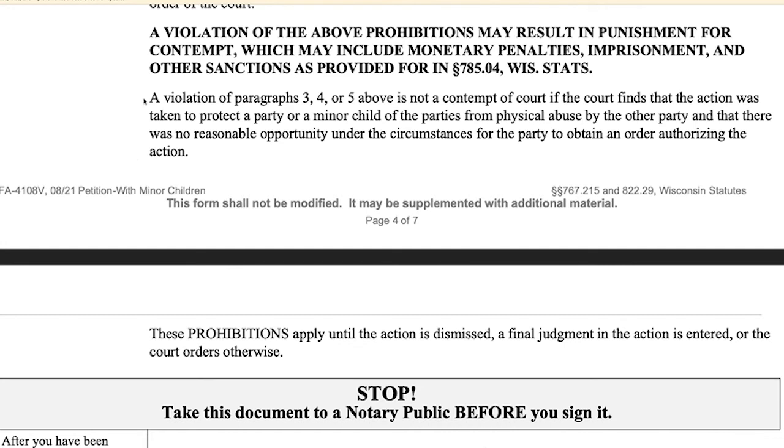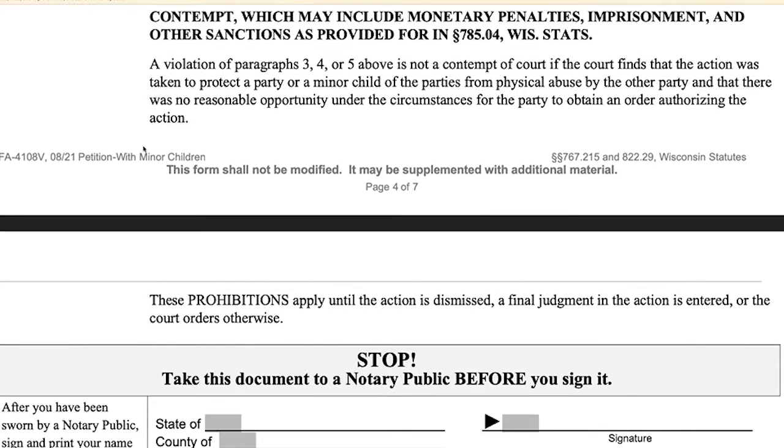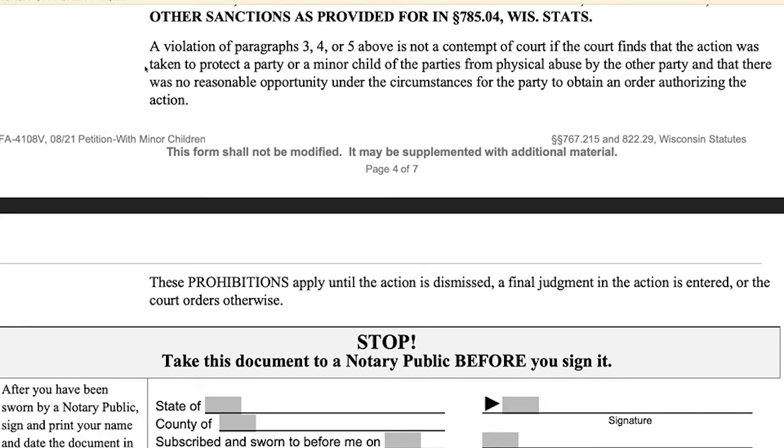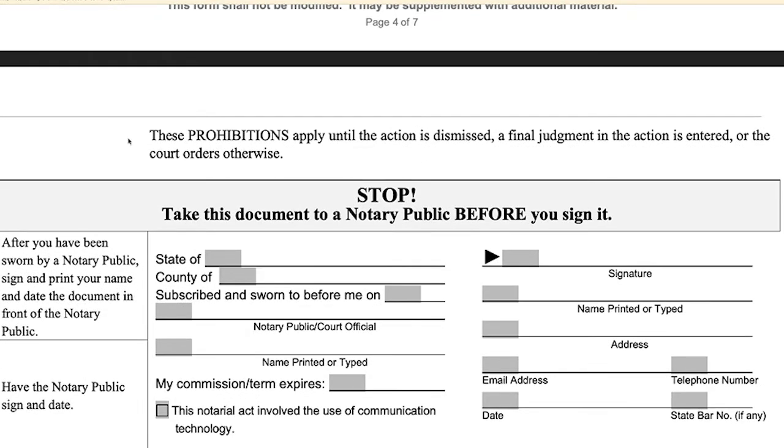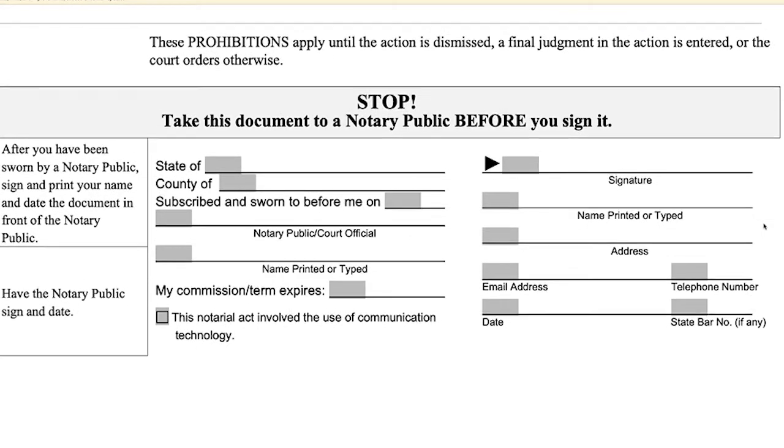So, as we discussed earlier, if you find out your spouse was really hurting your kids and you had to move quick, you can do that, but you better be able to prove it. And another warning, these prohibitions apply until the action is dismissed, a final judgment on the action is entered, or the court orders otherwise. So this is interesting.